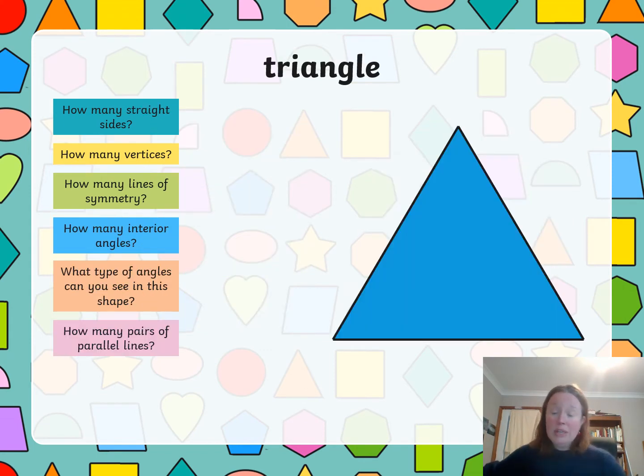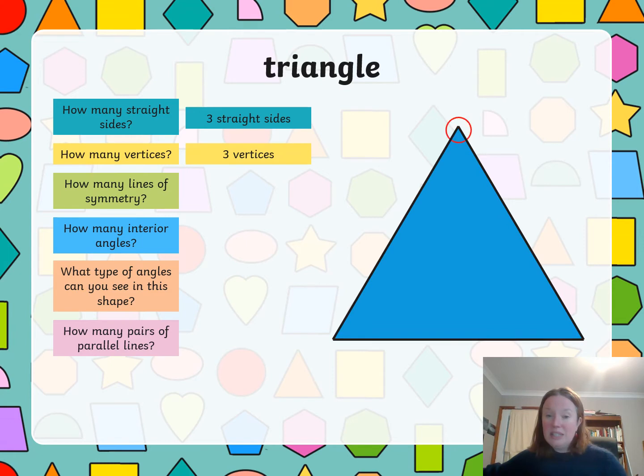Okay, moving on. So triangles are something that we will also be coming back to, but this is a general reminder of the properties of a triangle. So how many straight sides? There are 3 straight sides in a triangle. How many vertices? We've got 1, 2, 3.